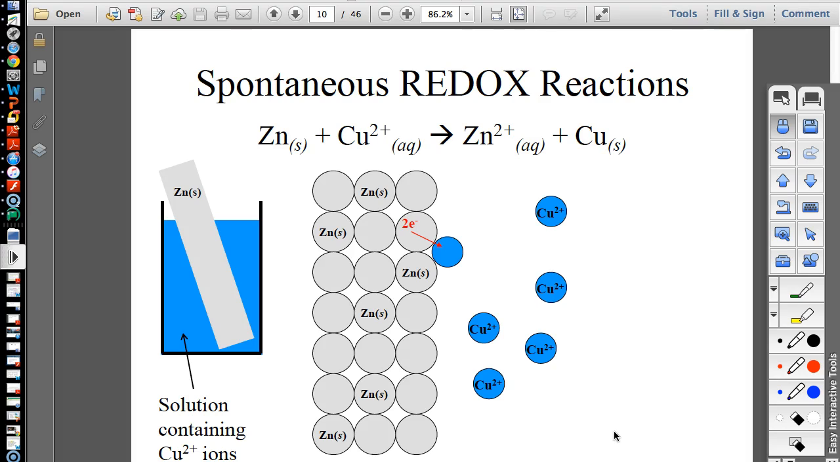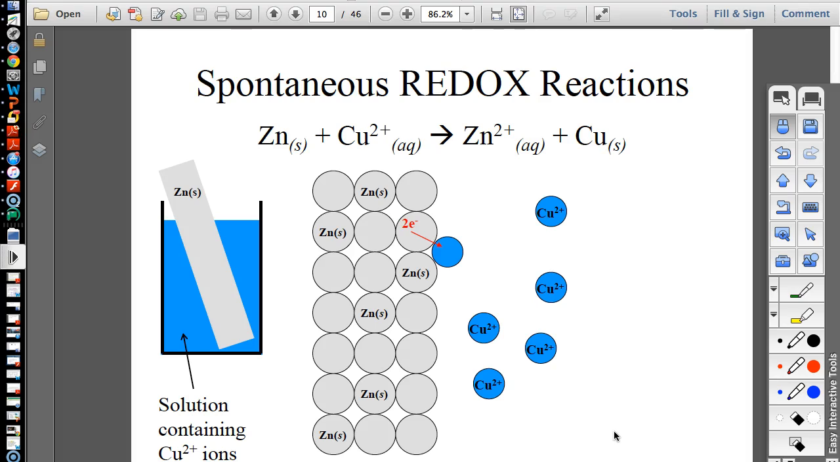The reason for that, if we look at our reduction potentials, that big chart with all the little numbers for reduction, goes from positive numbers all the way down to negative numbers, and it's based off of the reduction potential of hydrogen being 0. If you look at that, which one of those would have a higher standard reduction potential? Which one's being reduced? The copper.